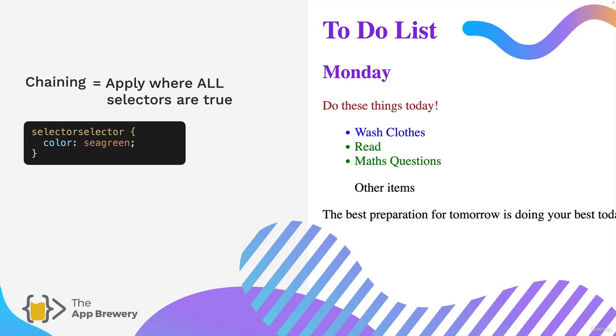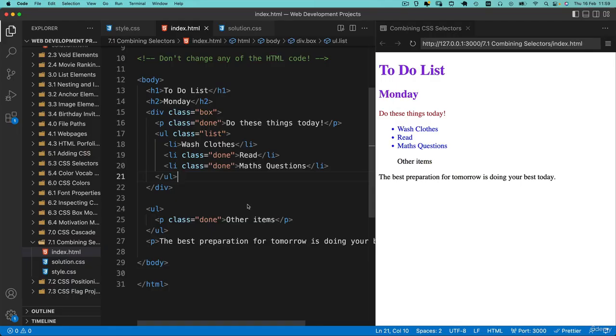So now your challenge is to figure out how to only select these 2 bullet points in order to turn them into the sea green color that you see right here. These are the 2 items that we want to select. So we could go for the class, which is done, but notice that there's other items with the class done, and we can't change the HTML code. How can we use this chaining method in order to get hold of these 2 items?